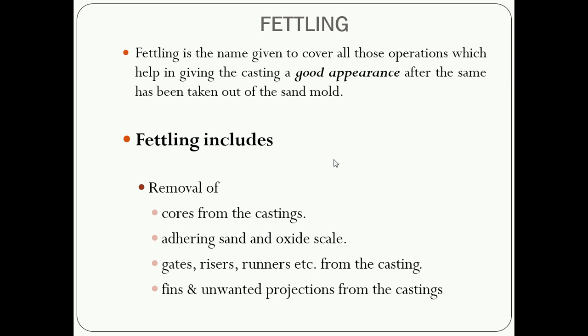During solidification of the molten metal, the metal may flow out along the parting line, meaning the intersection line of the cope and drag, and that solidified metal also needs to be removed. These are called unwanted projections from the casting.